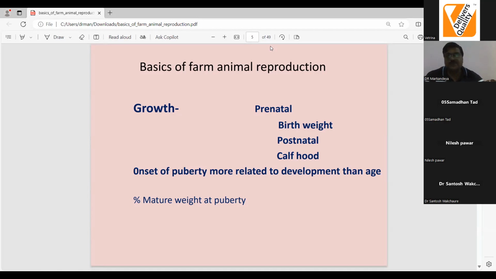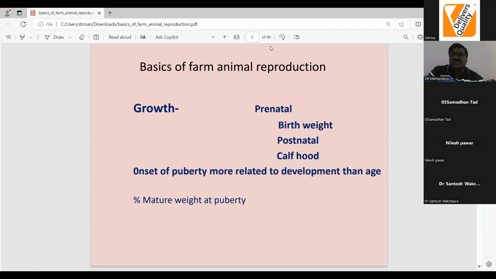So once there is a pubertal estrus, many heifers take 40 days, 45 days to express the second. From second to third, it is 35 days. From third to fourth, it is something like 27 days. And then the cycle is regular.